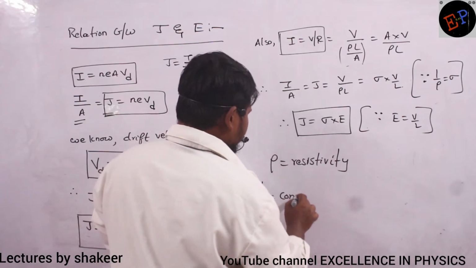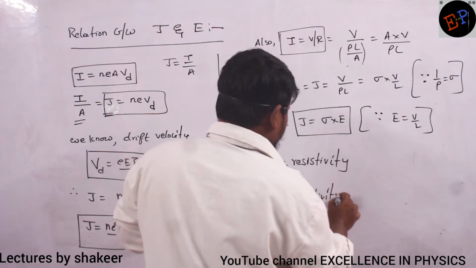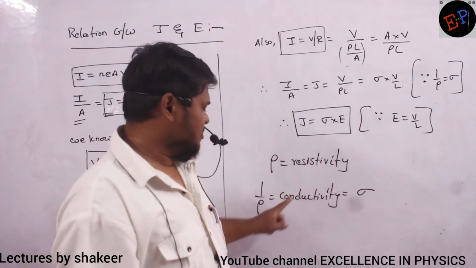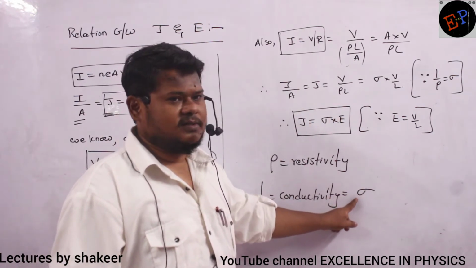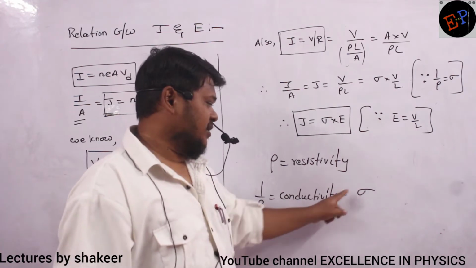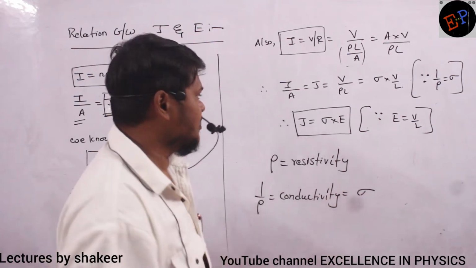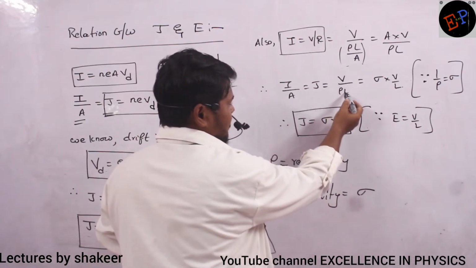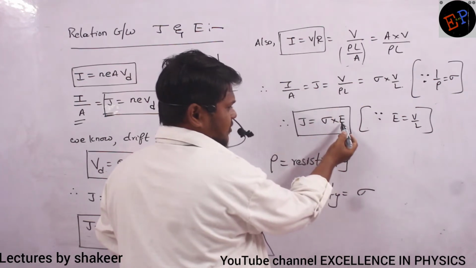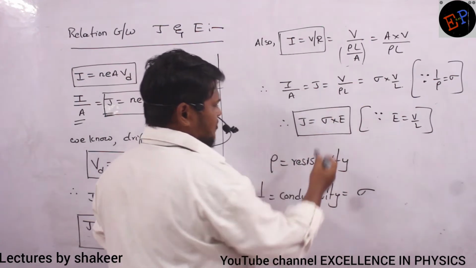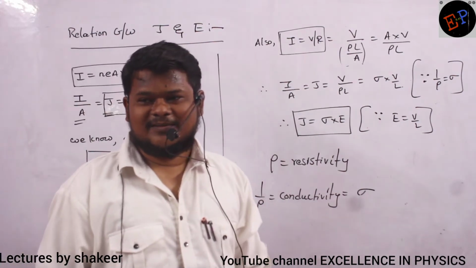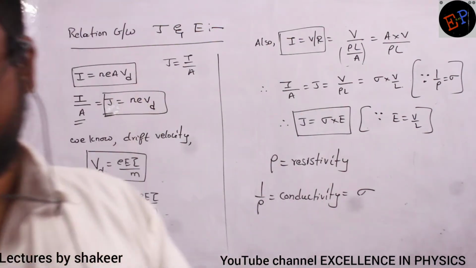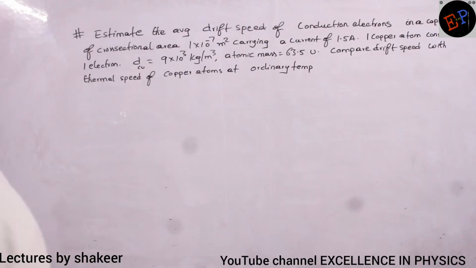And the reciprocal of resistivity is called conductivity, and it is represented by the symbol sigma. Understood? 1 by rho is called conductivity, represented by the symbol sigma. So therefore, V by sigma into L. And what is V by L? V by L is nothing but electric field. So this is the relation: J is equal to sigma into E, the relation between current density and electric field.